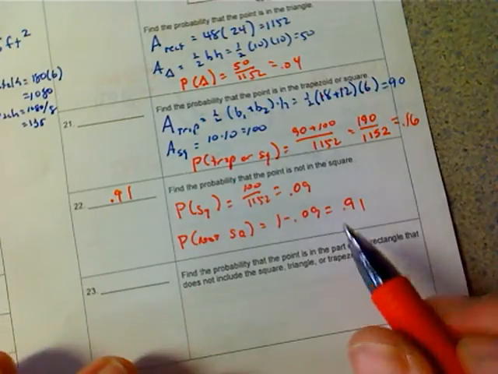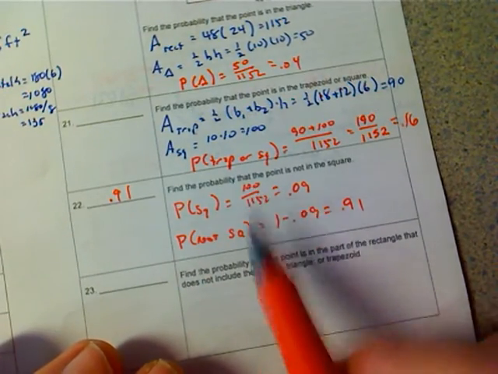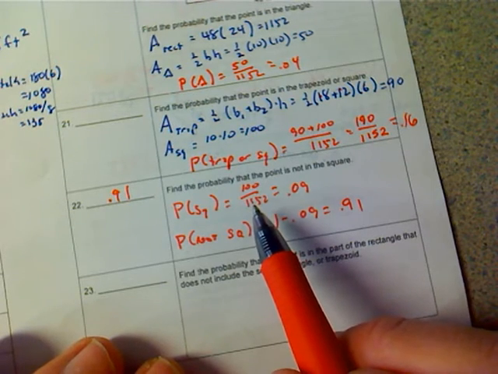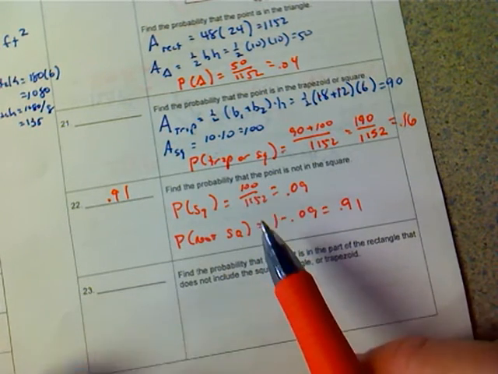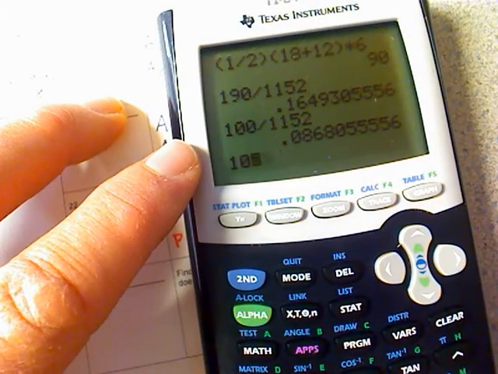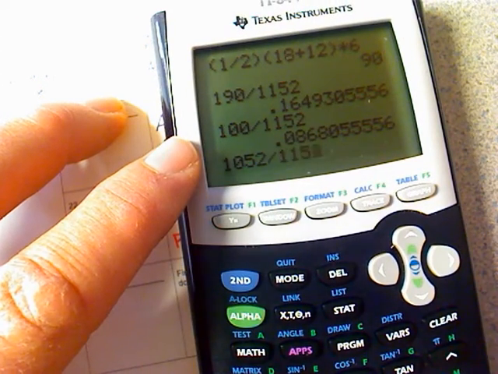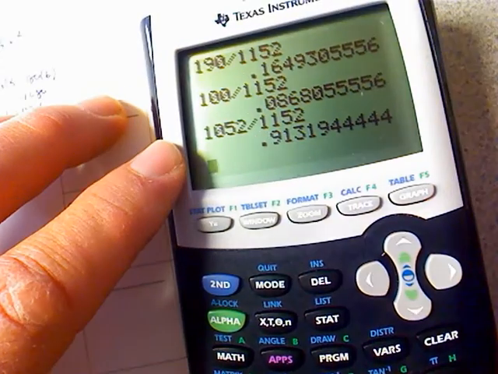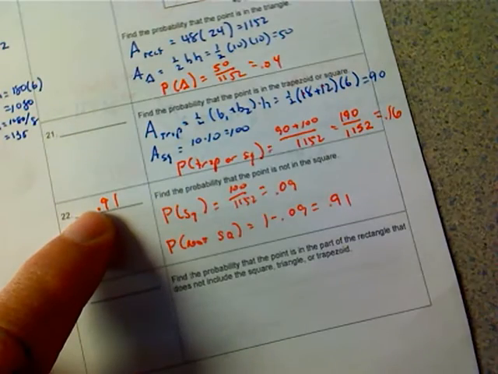Now, another way to do this problem is to say if 100 is in the square, what's not in the square? Well, it's 1152 minus 100, or 1052. And if I took 1052 and divided it by 1152, I would get 0.91, the same answer we got.